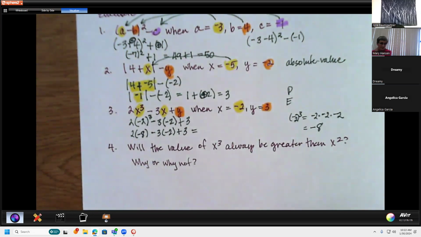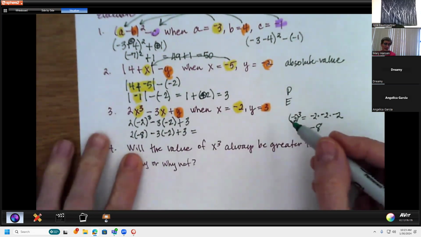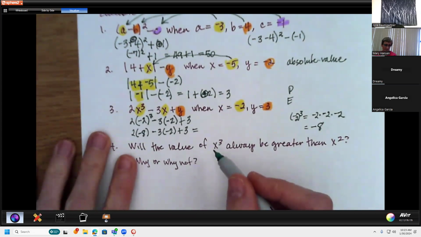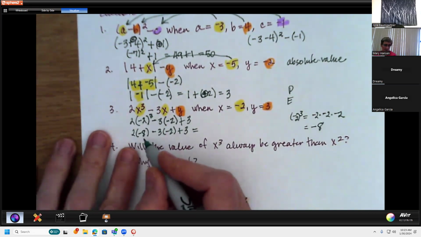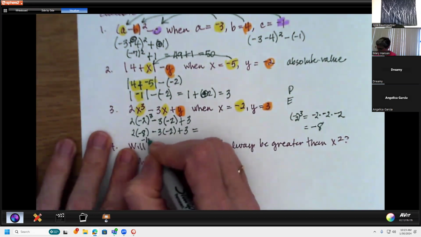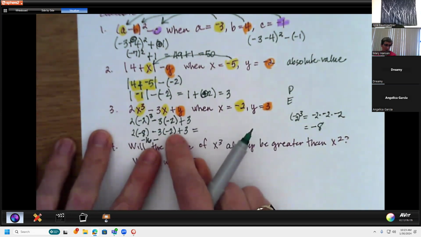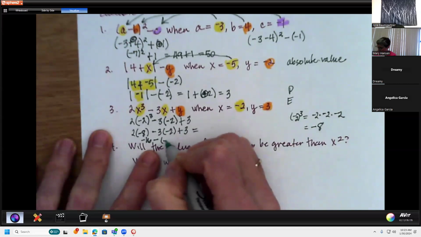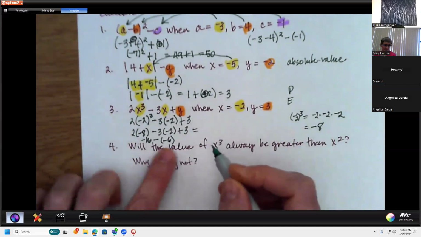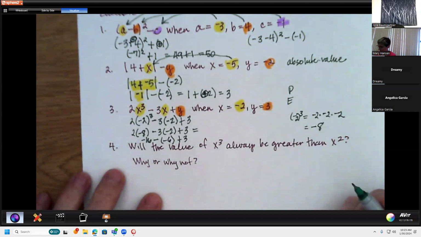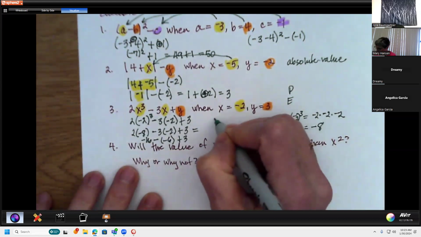I'm done with parentheses. I'm done with exponents. And now I need to multiply and divide left to right. 2 times -8 is -16. 3 times -2 is -6. And then +3. I'm just going to rewrite this up here.